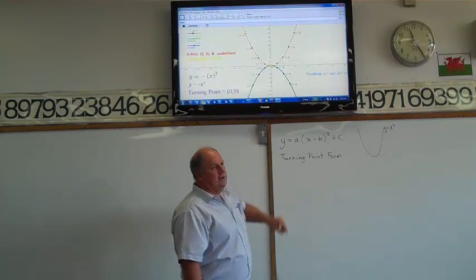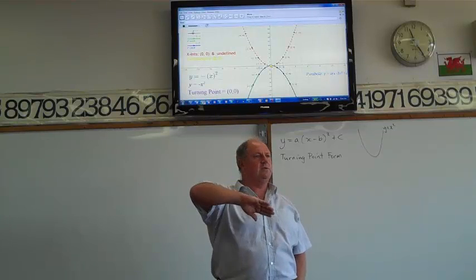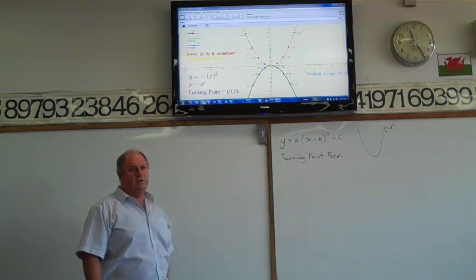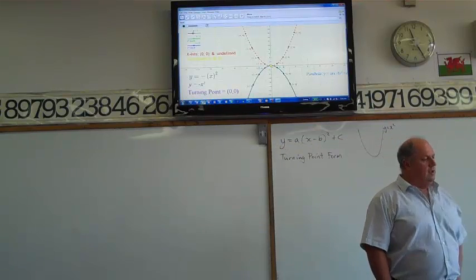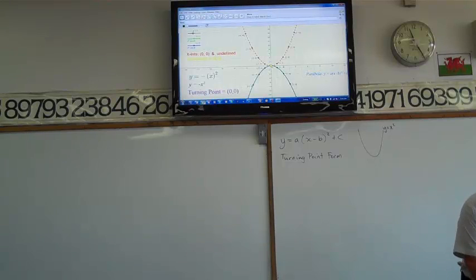In fact, another way of looking at this, a lot of people will look at this and say, oh, it's a reflection of itself. Can you see that? That negative makes it reflect. You do this sort of work in year 11 and year 12. So that's the first one, y equals -x squared. Make sure you've labelled it, please.